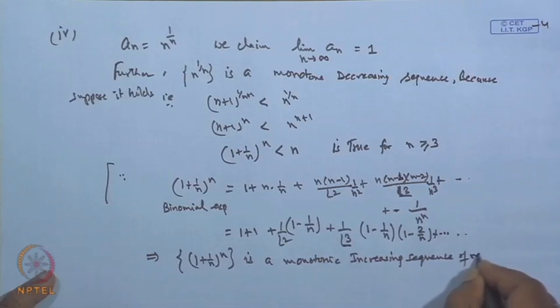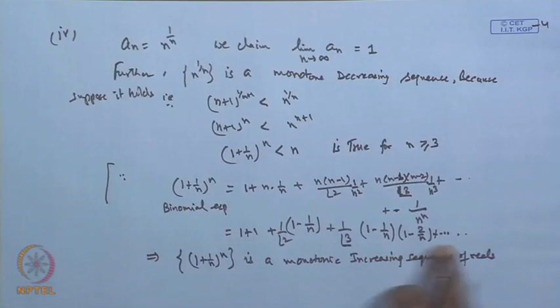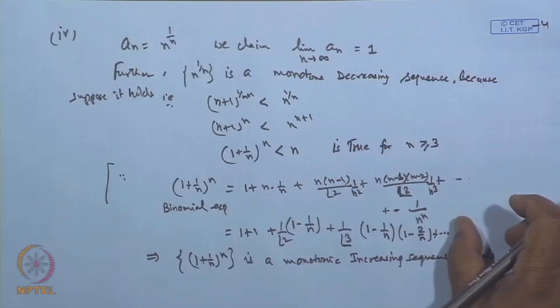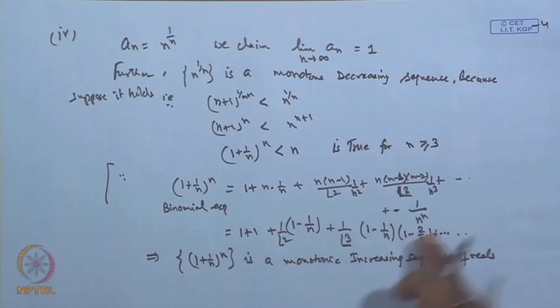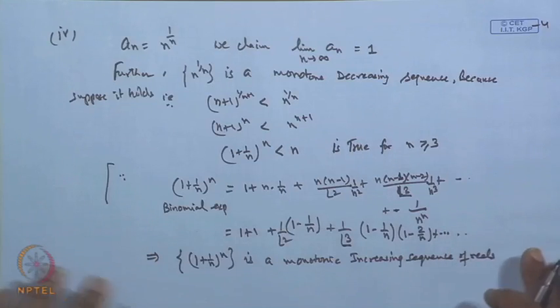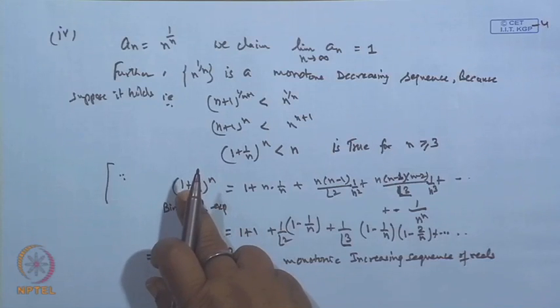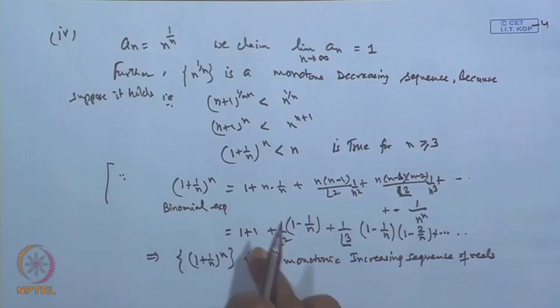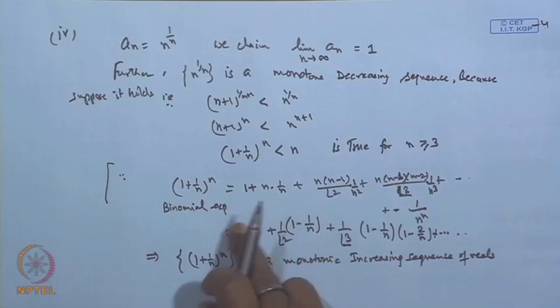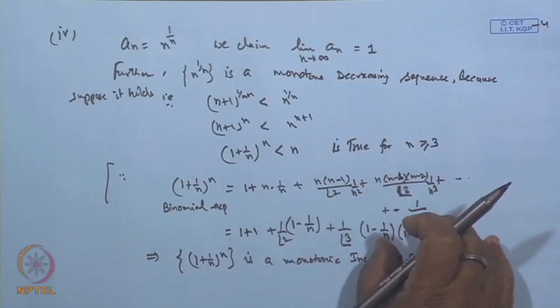Of reals, because when n increases, the terms increase here. This is positive, this is positive. So you are adding some positive terms again. So it is a monotonic increasing sequence. Further, this sequence, for all n, is at least greater than 2, because these are positive things.